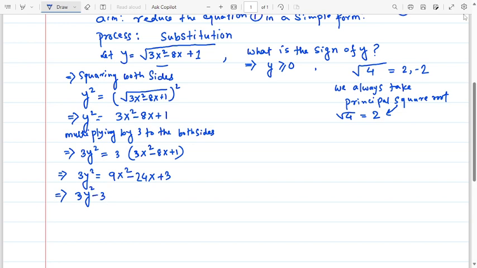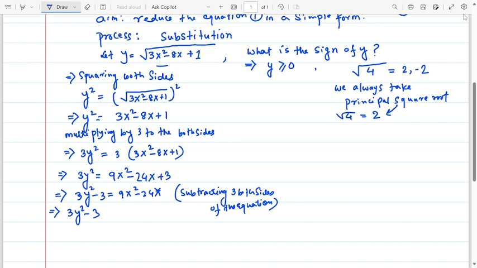Subtracting 3 from both sides of the equation, then what we will get? We will get 9x square minus 24x. So this is plus 3 and minus 3 will be 0. What we have done in this step? Subtracting 3 from both sides of the equation. So what remains? 3y square minus 3 is equal to 9x square minus 24x.